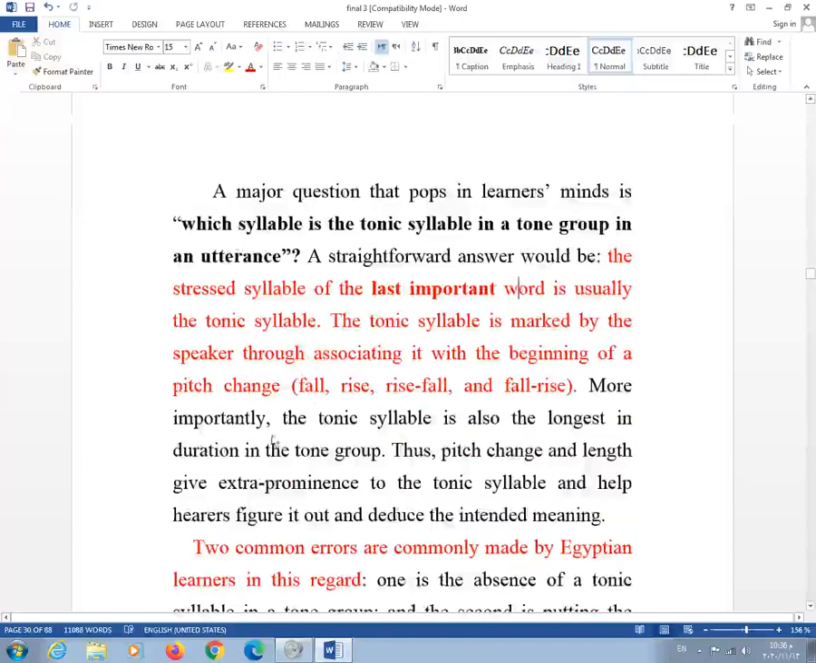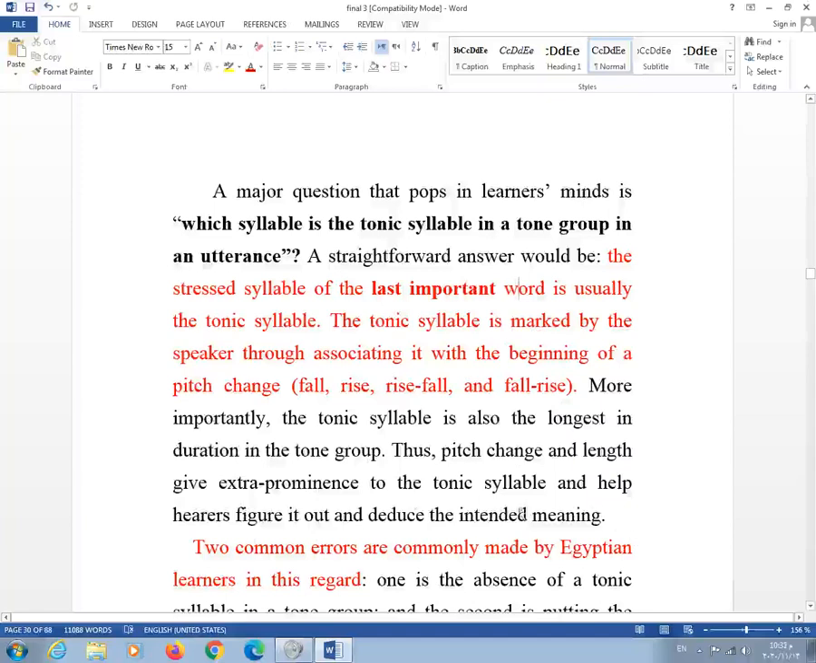Okay, more importantly, the tonic syllable is also the longest in duration and بيبقى أكتر حاجة باينة in the tone group. Thus pitch change, حاجتين اتنين بيبينوهم بأكتر حاجة. Pitch change بغير النغمة and then length. The tonic syllable is longer. It's the longest in duration in the tone group. And this gives extra prominence to the tonic syllable and helps learners figure it out and deduce the intended meaning.